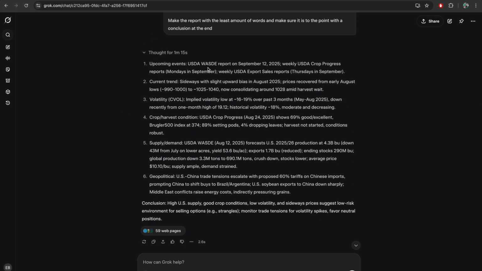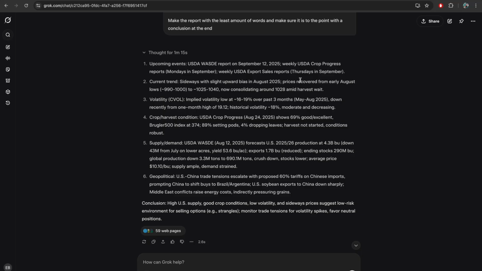So upcoming events is we have the USDA WASDE report on September 12th. This is a pretty important report. It's once a month, and it kind of gives you the crop progress. So really big thing. Then there's a weekly export sale, so we see how many sales are basically done for the previous week, every week on Thursdays. Pretty important stuff.